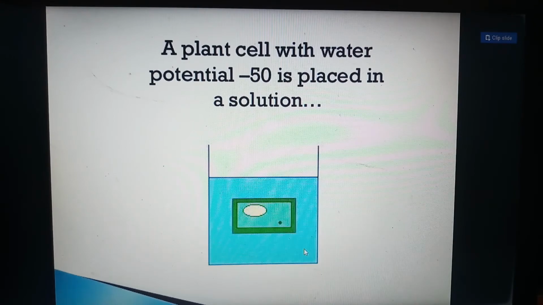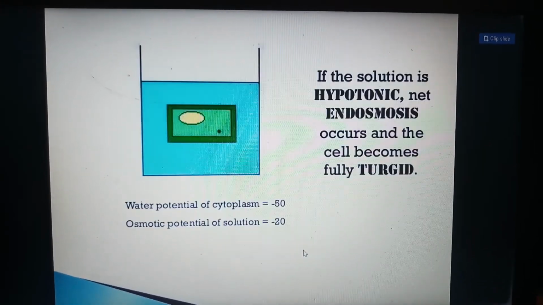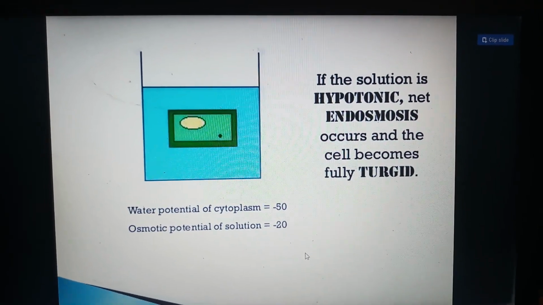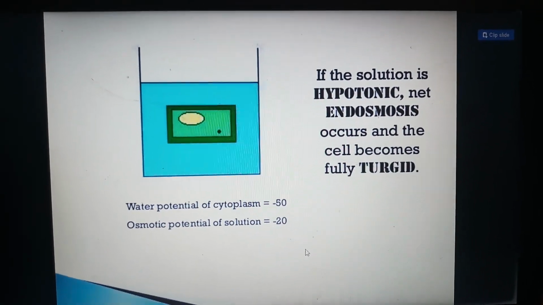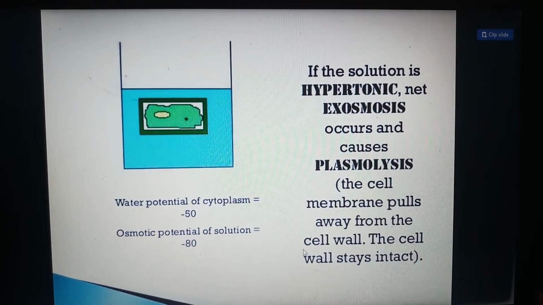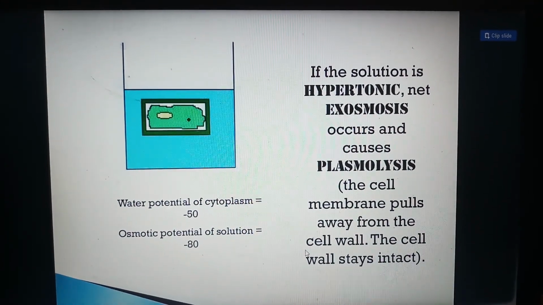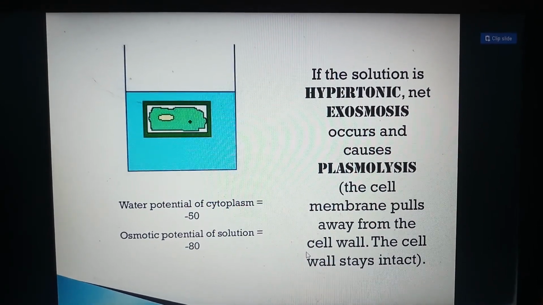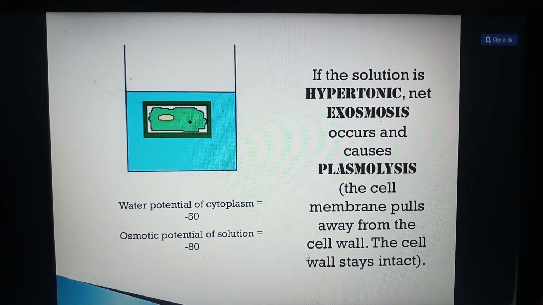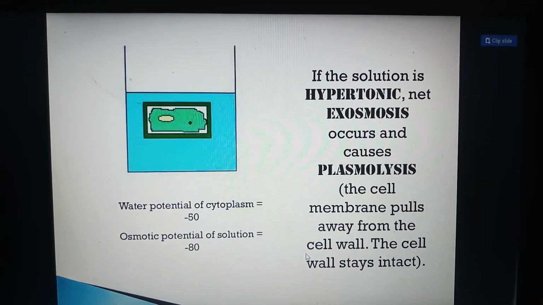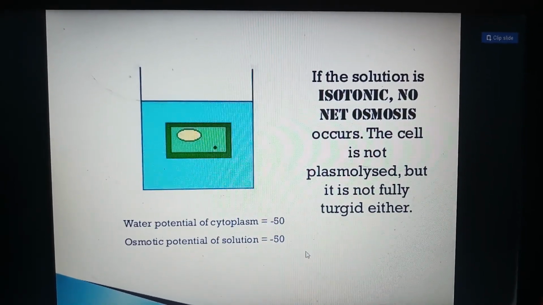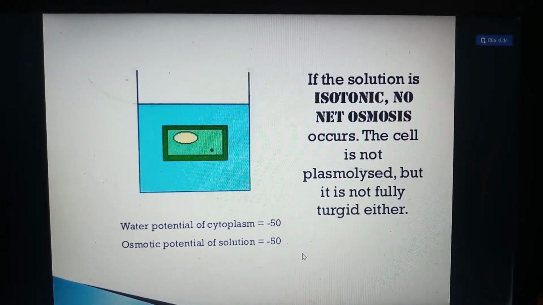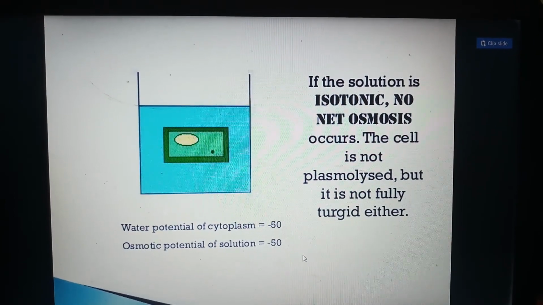A plant cell with water potential 50 is placed in a solution. If the solution is hypotonic, net endosmosis will occur and the cell will become turgid. If the solution is hypertonic, net exosmosis causes plasmolysis, and the cell membrane pulls away from the cell wall, while the cell wall stays intact. If the solution is isotonic, no net osmosis occurs, so the cell is not plasmolyzed, but it is not fully turgid either.